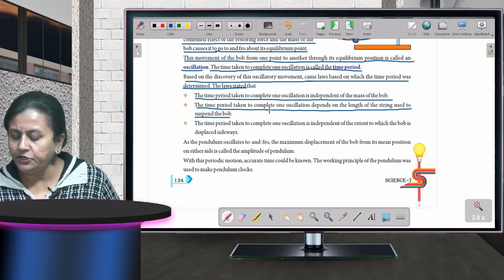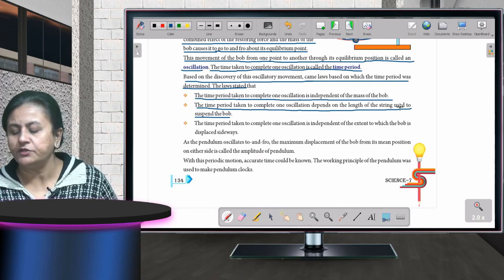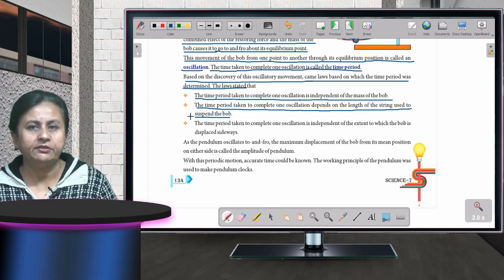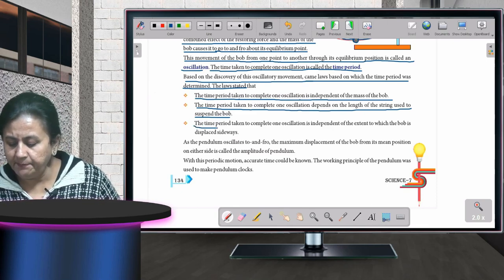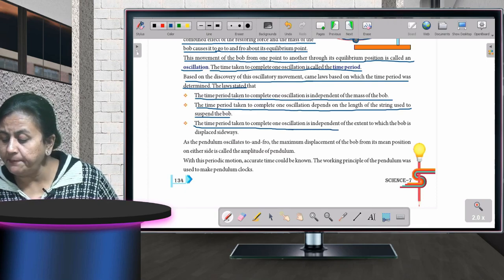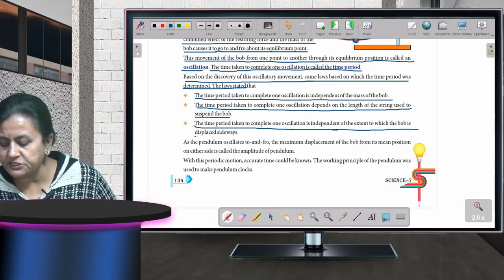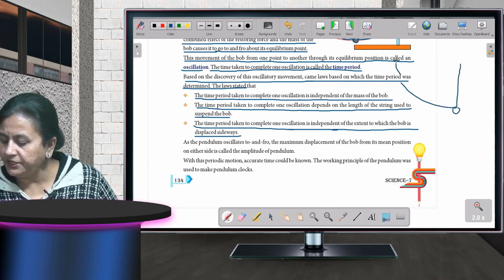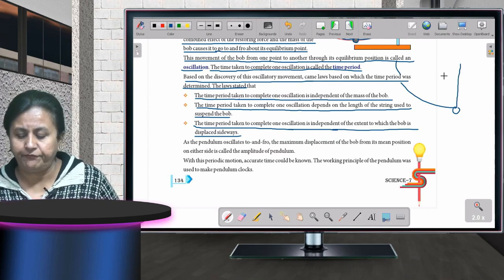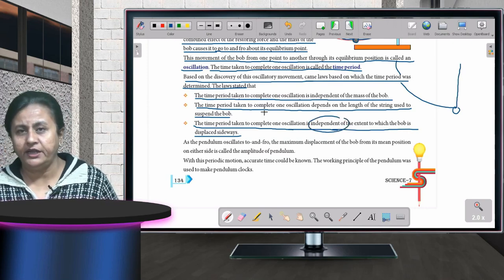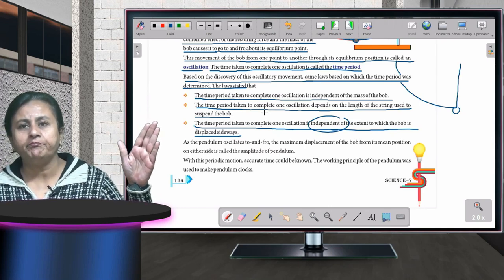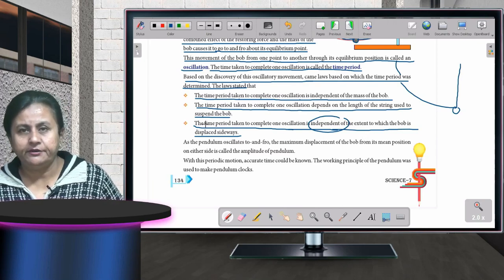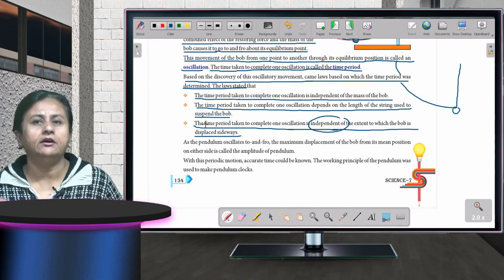The time period taken to complete one oscillation depends on the length of the string used to suspend the bob. The length of the string will play a very important role in that. Then the time period is independent of the extent to which the bob is displaced sideways. If I take this bob till here or till here, it will not make much difference. To whatever extent we take it, it will not create any problem for the time period. The time would be the same.